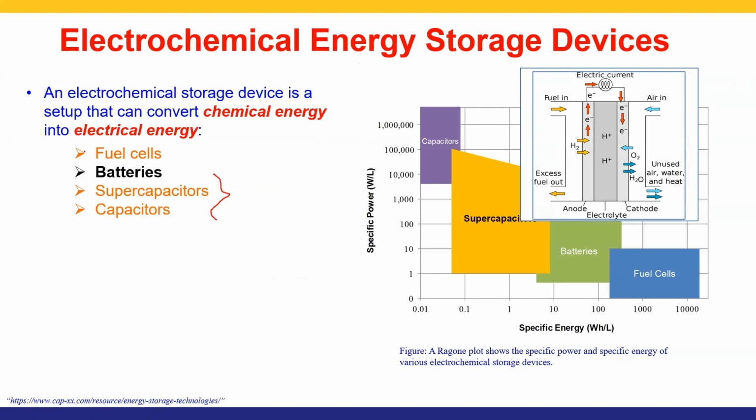So what is a fuel cell? A fuel cell basically is a device that can convert hydrogen and oxygen into water and electricity. So the active materials are fed in externally. For example, the hydrogen and oxygen are fed into the fuel cell from outside.